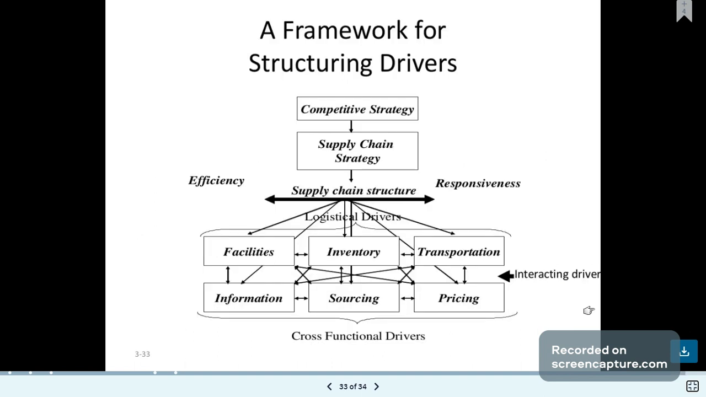Okay, a framework of the structured drivers starts from the competitive strategy and supply chain strategy. After that, the supply chain goes to efficiency and responsiveness, and the logistical drivers: facility, inventory, transportation, and vice versa, information, sourcing, and pricing, which are interacting drivers as well. They are called the cross-functional drivers.